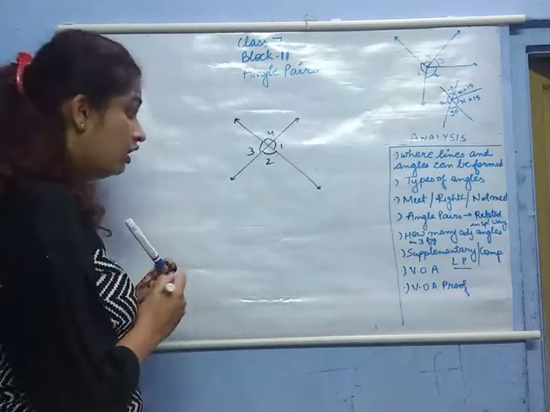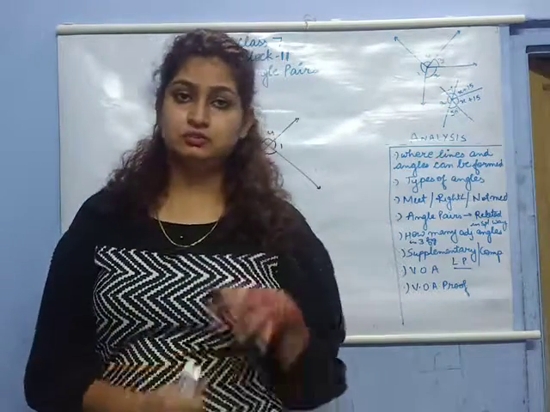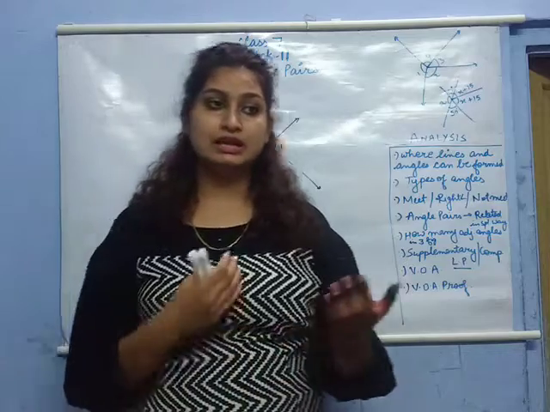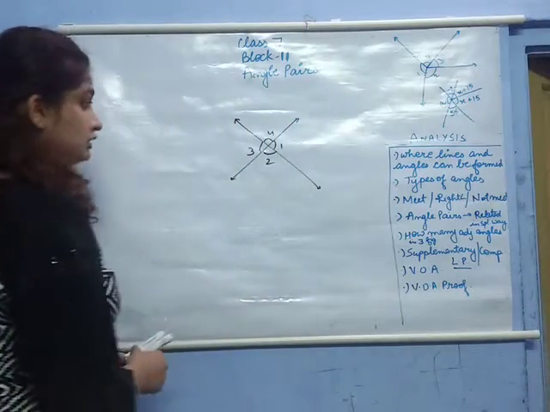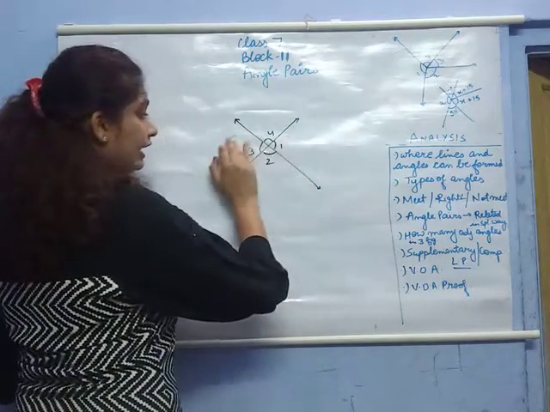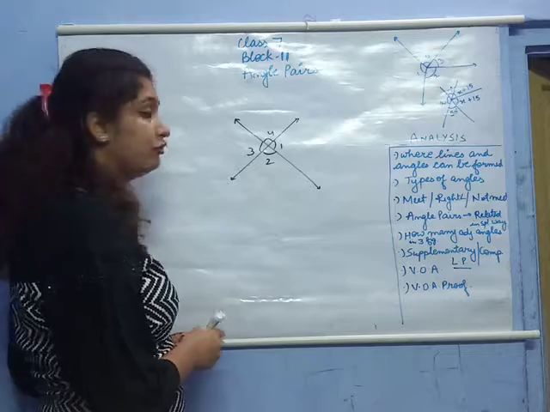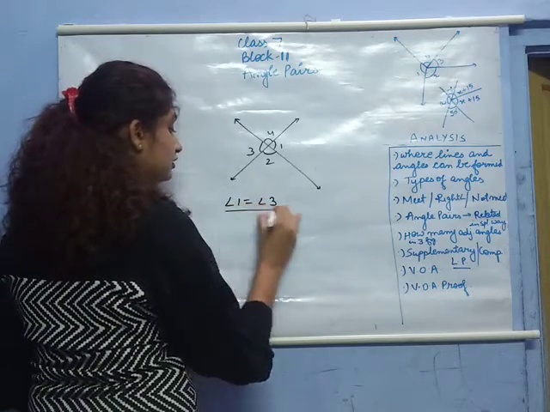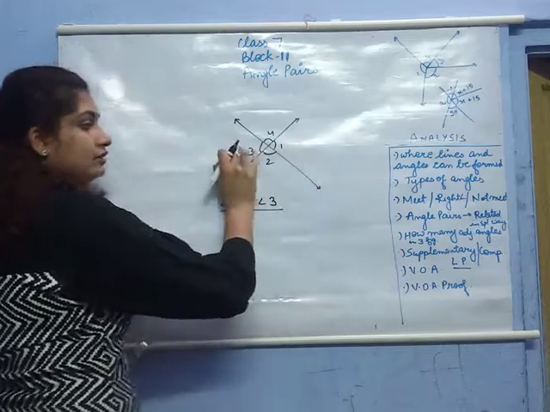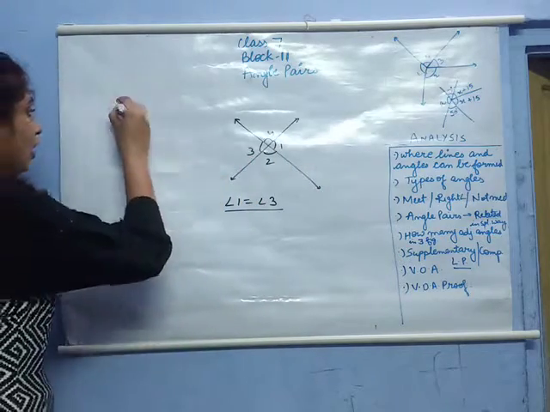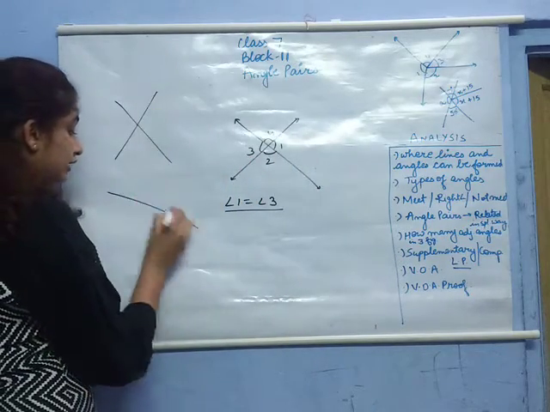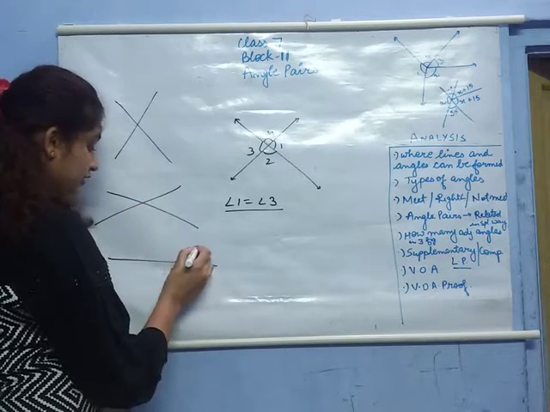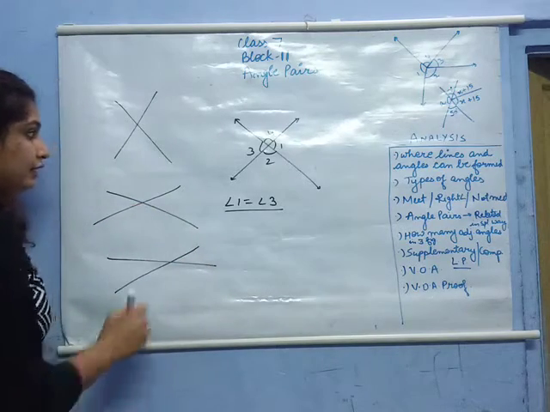Right? Is there anything special about these angles? Is there any relation between these angles? Is there any angle pair existing among these angles? Now see, if I measure angle 1 and angle 3 with the help of a protractor, angle 1 is always equal to angle 3. The measure of angle 1 and angle 3 is always equal, doesn't matter how I have intersected.